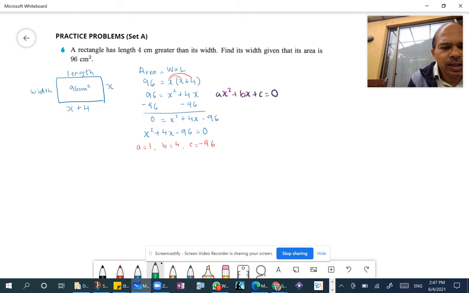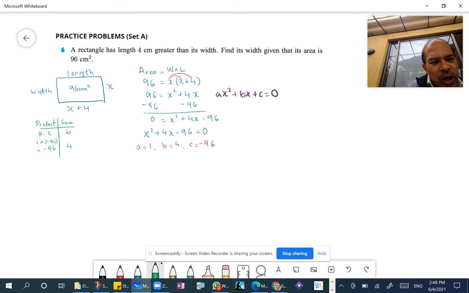Let's use the product and sum method, which we will do on the left side here. So the product is a times c, which is 1 times minus 96, or minus 96. The sum is b, in this case, 4. Now we have to find two numbers, which when multiplied give minus 96 and which when added give 4. As you may imagine, those two numbers need to be somewhat close to each other, or at least have a difference of 4.